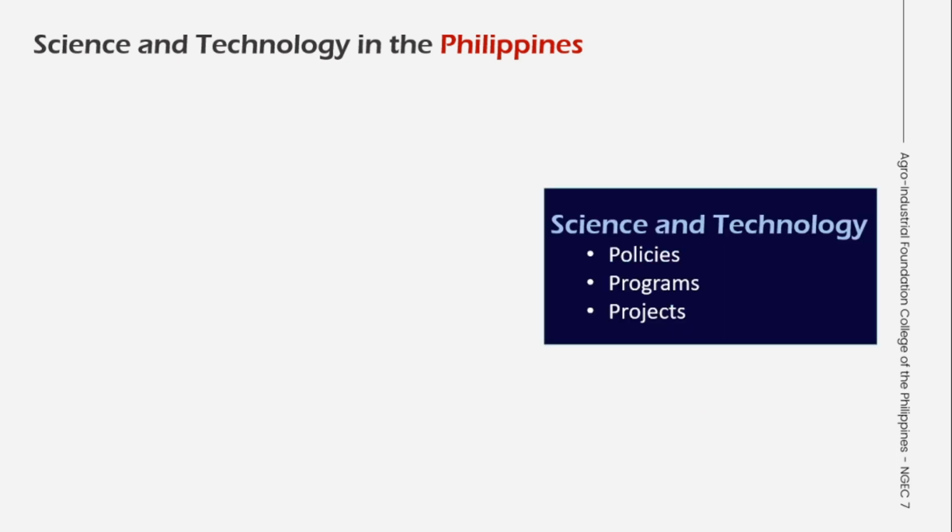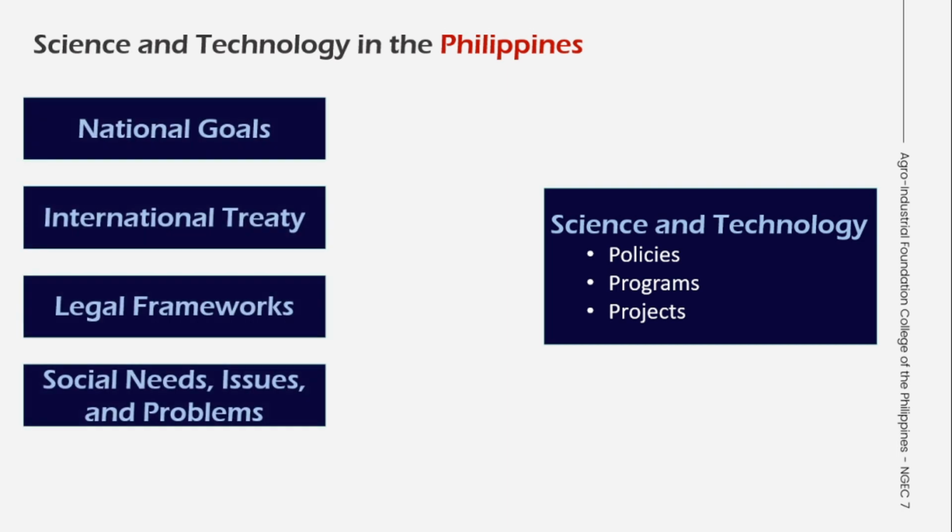Now, moving forward, various policies, programs, and projects, okay, by the Philippine government have been geared towards the development of science and technology. Okay, these 3 Ps, again, the policies, programs, and projects, are anchored on the country's national goals, international treaties, legal frameworks, and the social needs, issues, and problems that are faced by the country. Okay, these are the basis for these particular policies, programs, and projects.